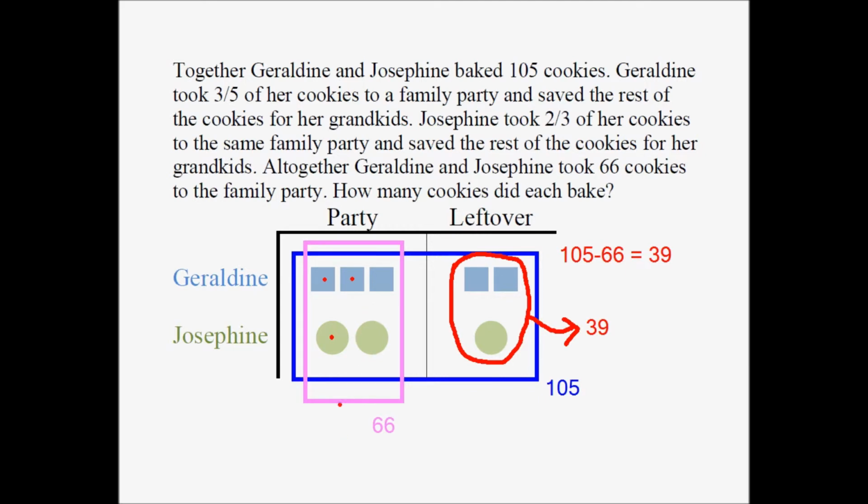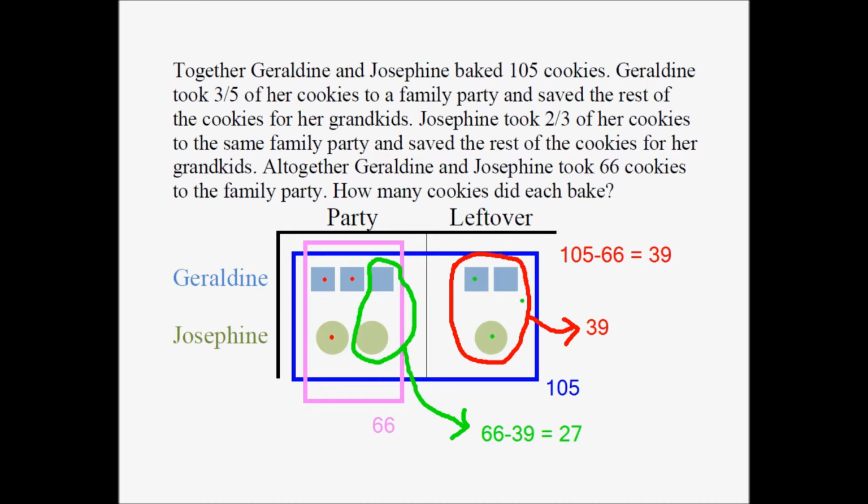And let's do it in green. This has to be, and this is important and you want to make sure you get it, this has to be 66 minus 39. And 66 minus 39 is 27, I believe. Yes, that's 27. So that's 27. Okay, what else can we do? Well, this is 27 as well then.